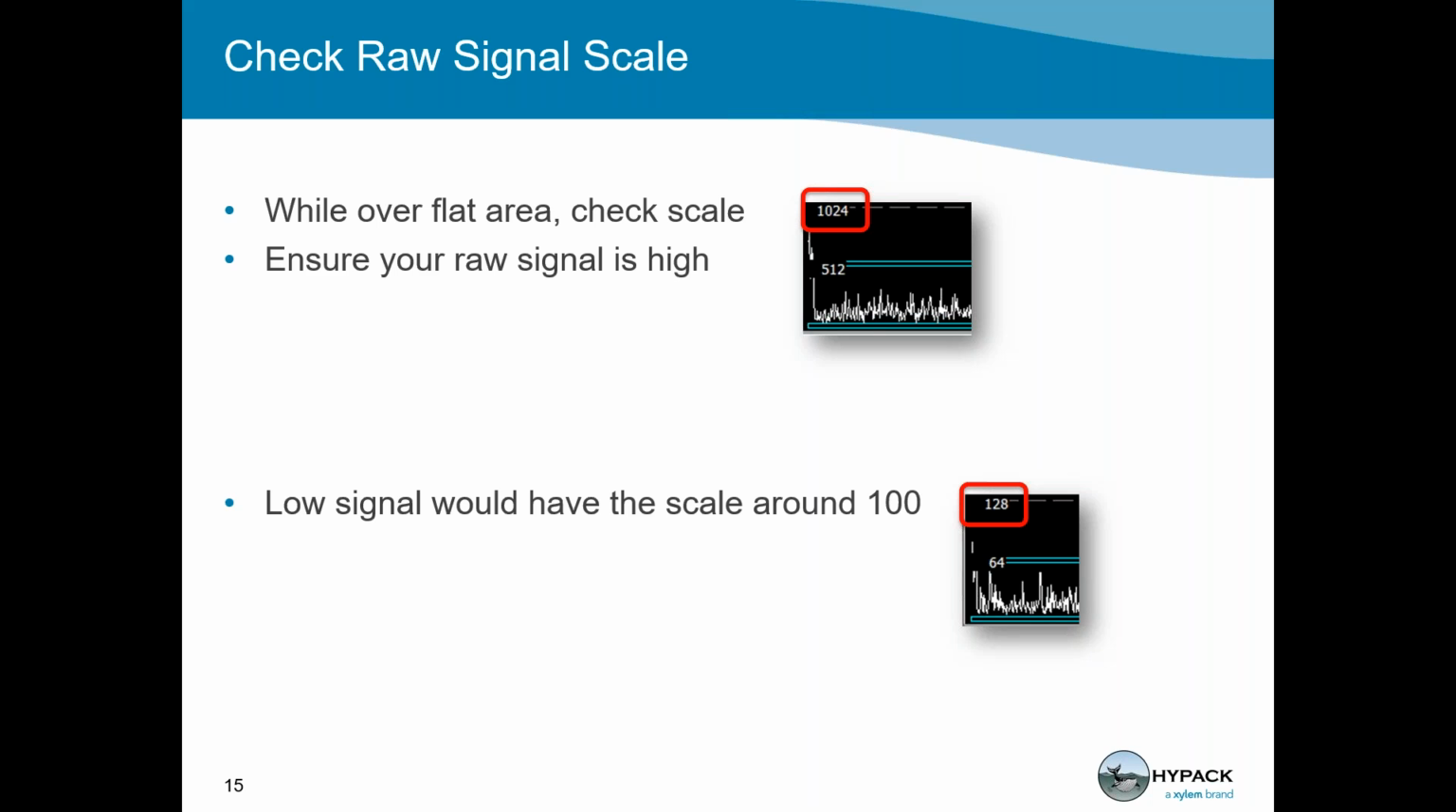In the second instance, at the bottom of the screen, we see that the signal is peaking just under 128, which means we have a low signal input, and this is going to result in stair stepping and artifacts in your signal. So you want to avoid a low input signal.